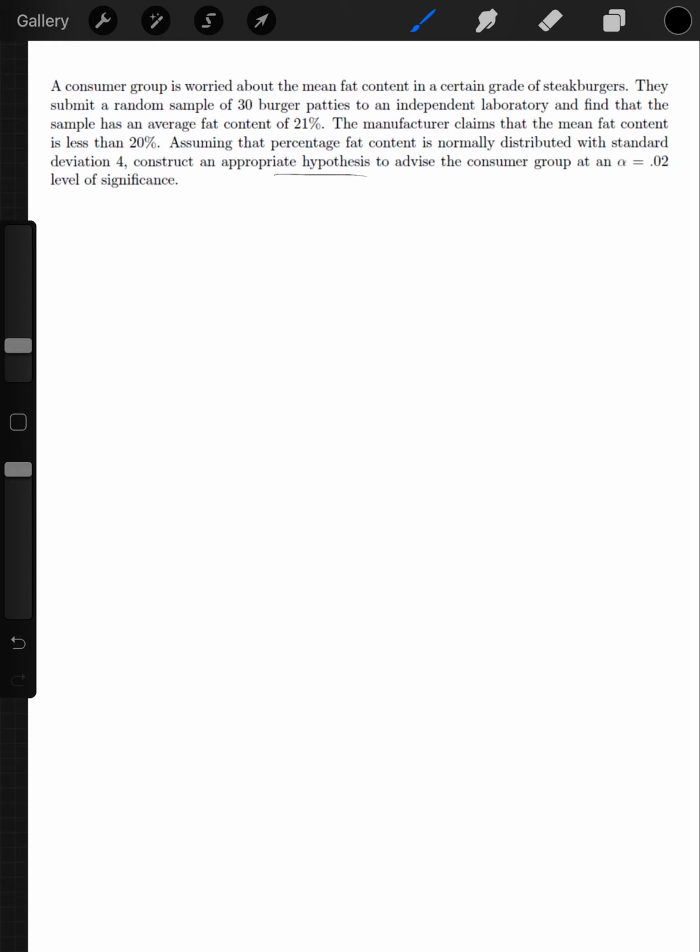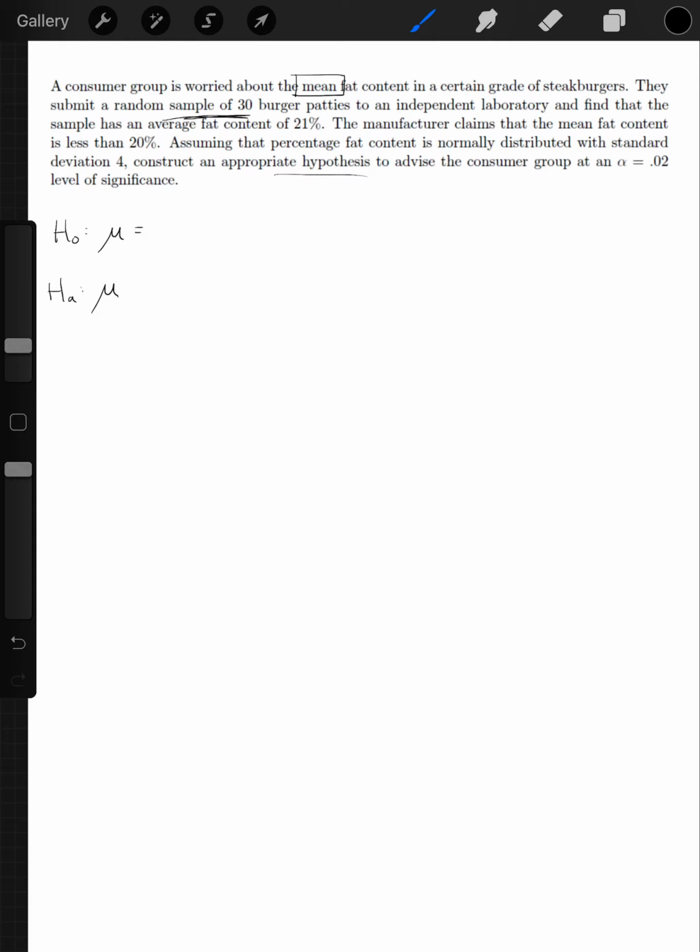Alrighty, so this first sentence, a consumer group is worried about the mean fat content in certain grade of steak burgers. So right off the bat, that tells us that we're probably dealing with averages, right? So our H naught is going to be mu equals, our HA is going to be mu something. We don't know the middle part yet.